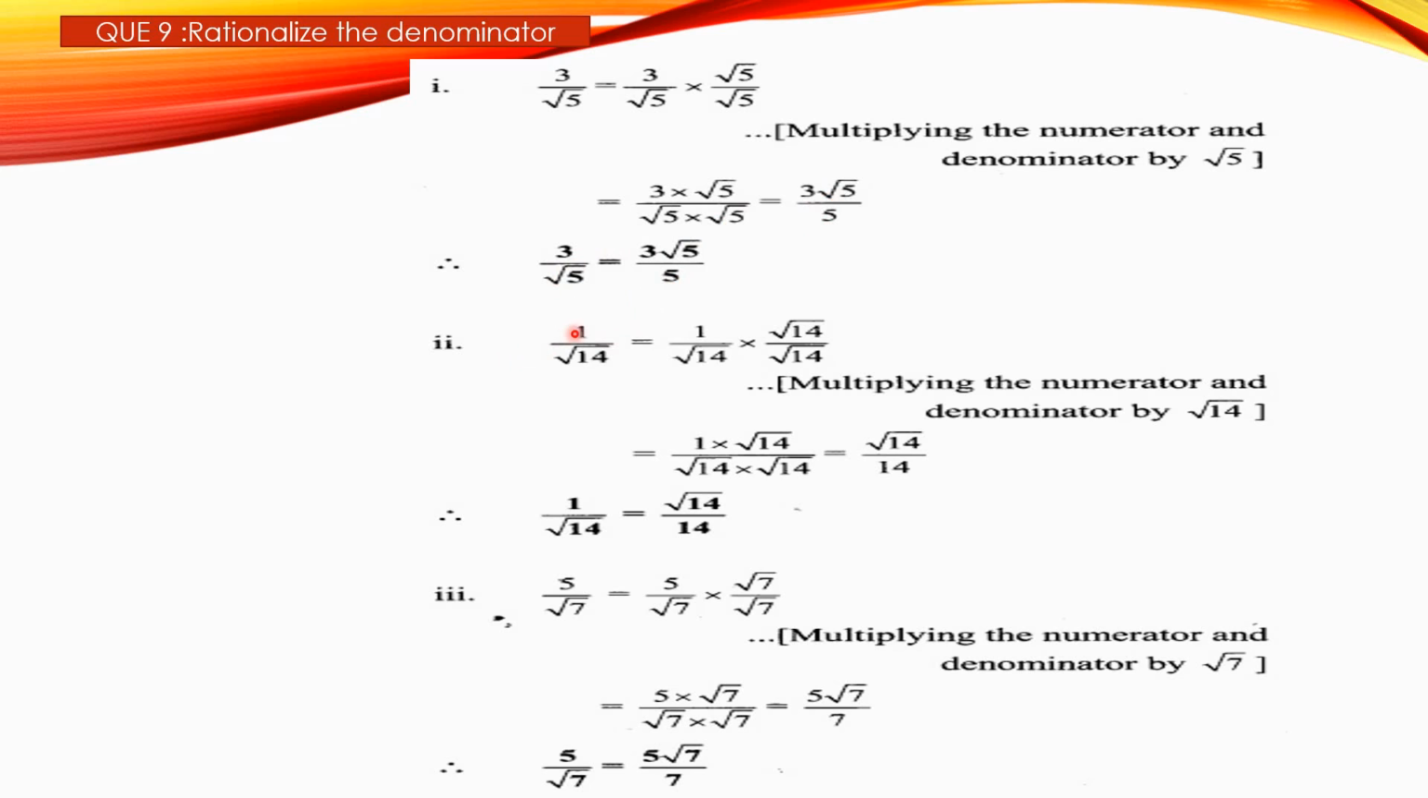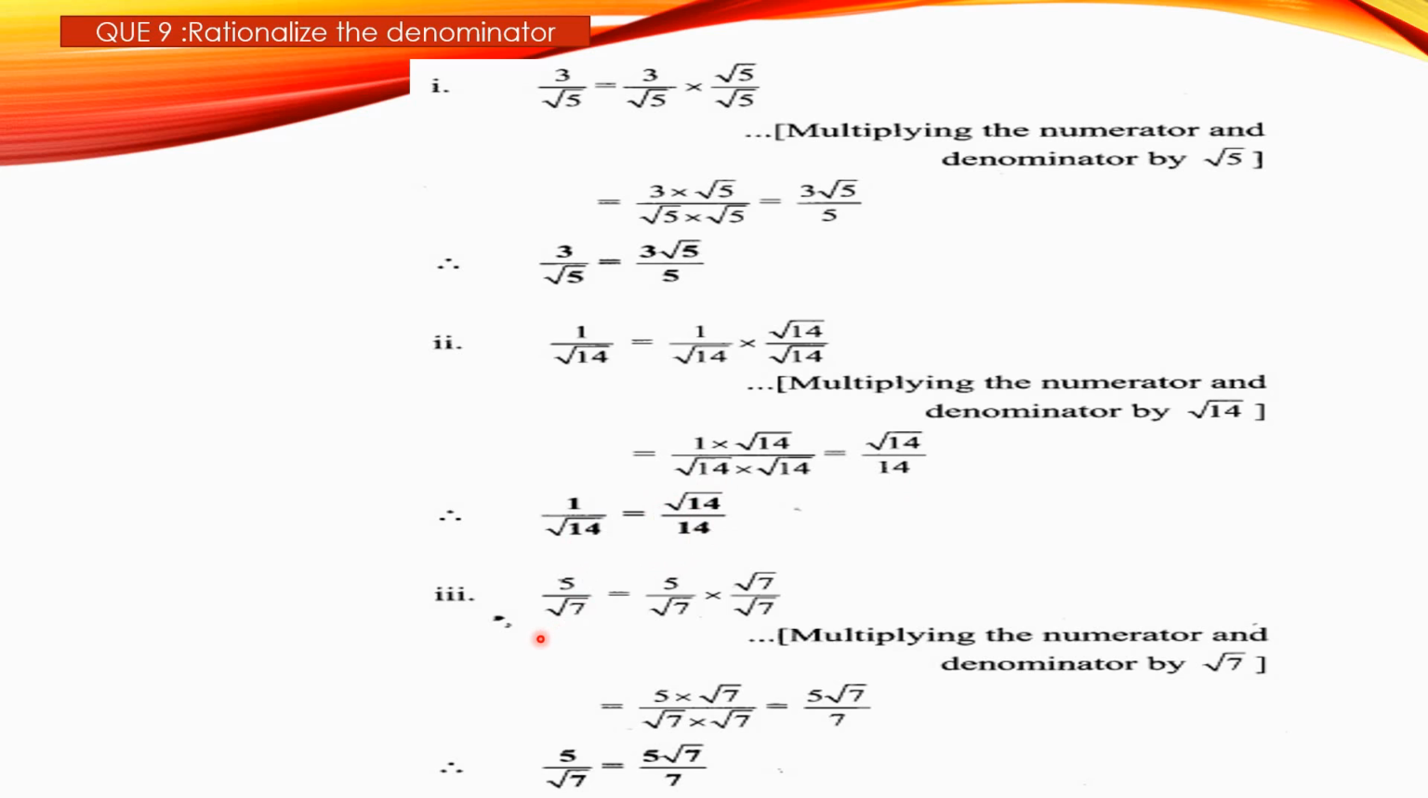Next question, 1 upon root of 14. So root of 14 we cannot find out. So we will multiply root 14 with the numerator and denominator. So we get 1 upon root 14 multiplied by root of 14 upon root of 14. So that will be equal to 1 multiplied by root 14 upon root 14 multiplied by root 14, and that is equal to root of 14 upon 14. So 1 upon root 14 can be written as root 14 upon 14.